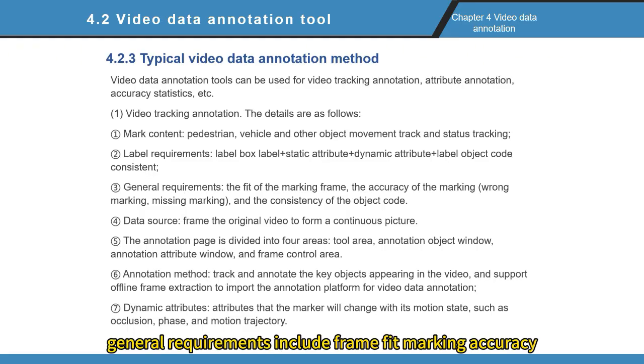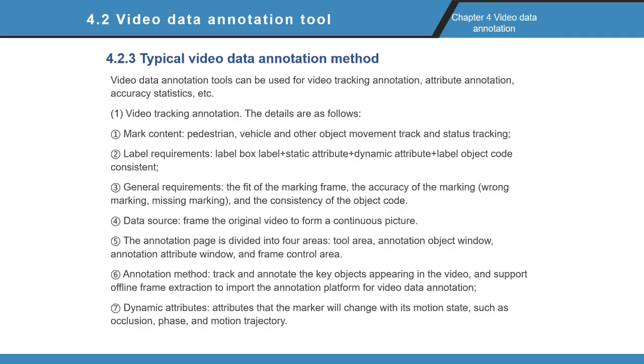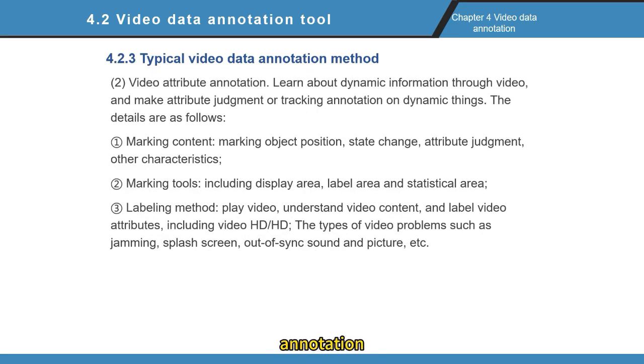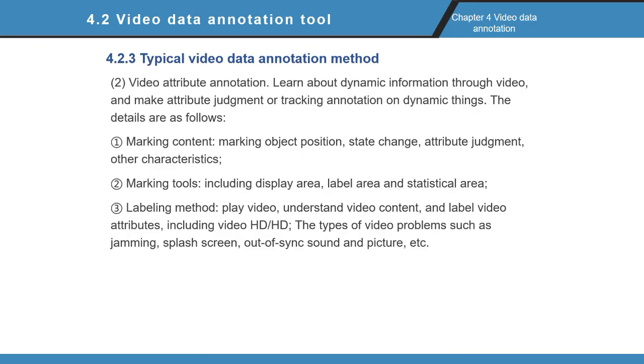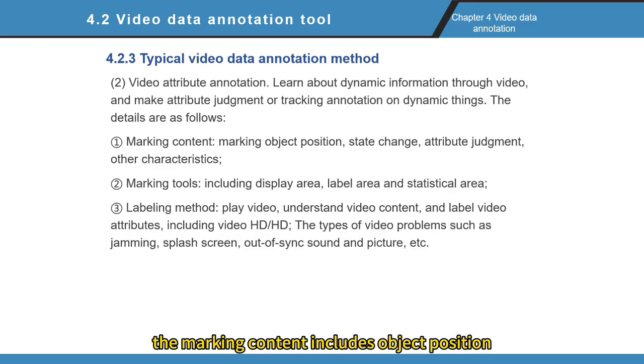General requirements include frame fit, marking accuracy, and code consistency. The data source is from the original video. The annotation page has 4 areas, and the annotation method is to track key objects in the video. Video attribute annotation is about learning dynamic information from the video and making attribute judgments or tracking annotations on dynamic things. The marking content includes object position, state change, etc.